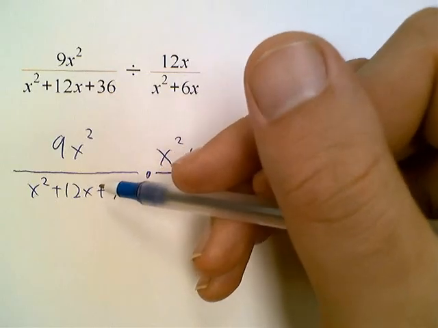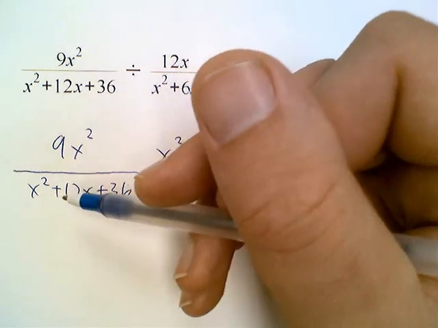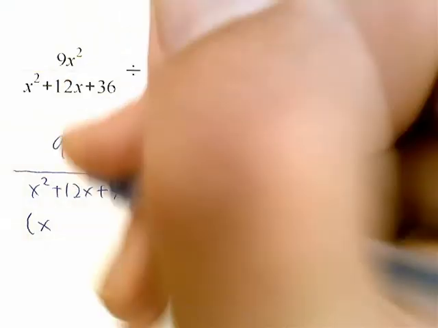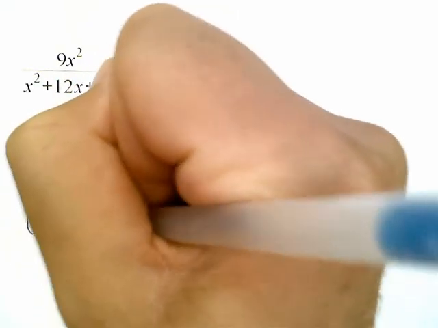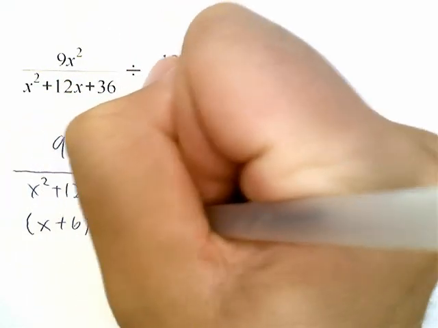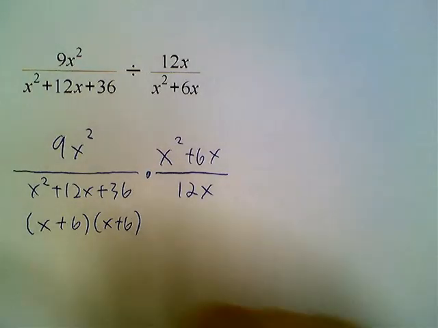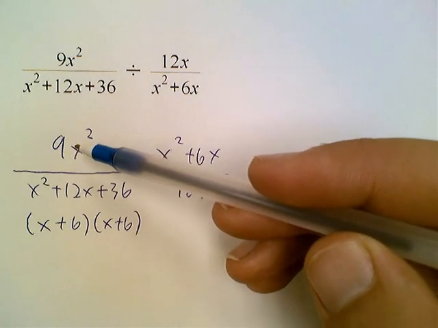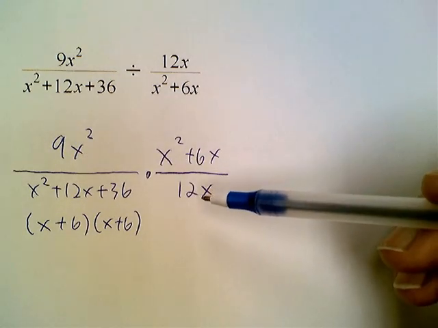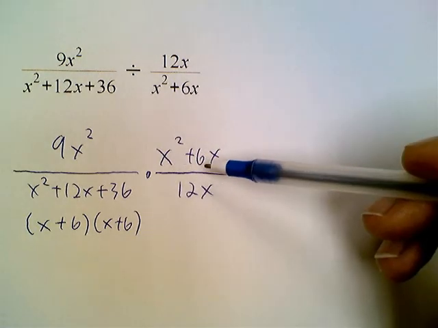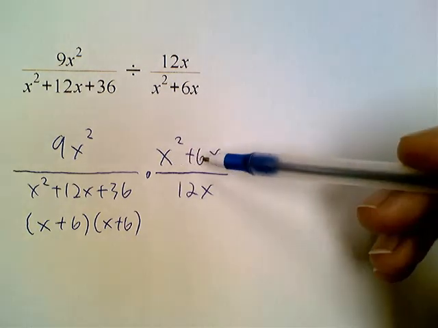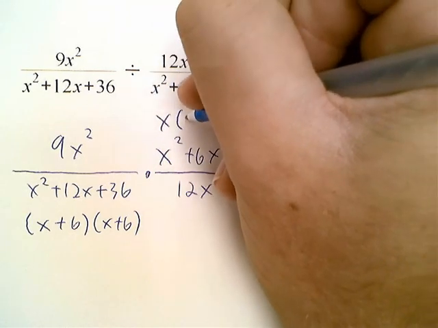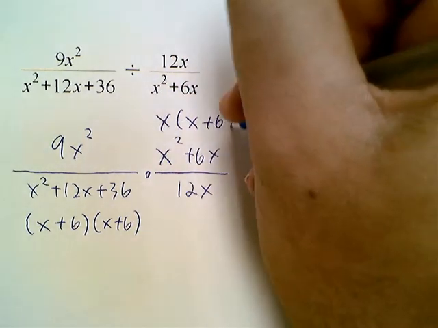So let's look at the denominator of this one first. I got x squared plus 12x plus 36. That factors into (x plus 6)(x plus 6), because 6 and 6 add up to 12 and multiply to 36. 9x squared is just a single term, can't be factored. 12x, single term, can't be factored. x squared plus 6x, how can I factor that? Well, I can take out an x from both terms. If I do that, I end up with x plus 6 left over.